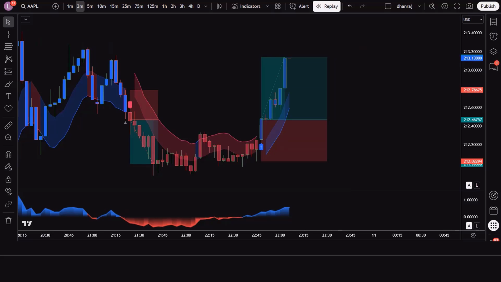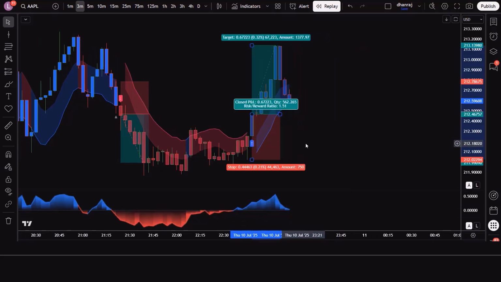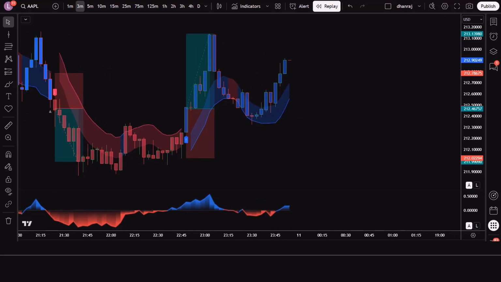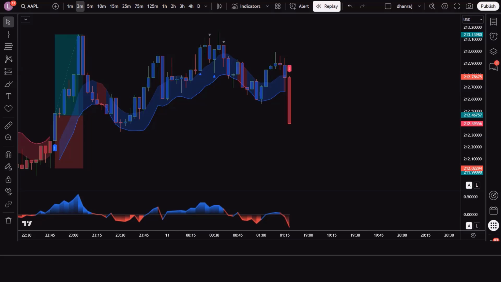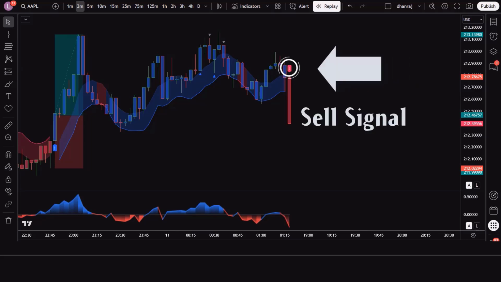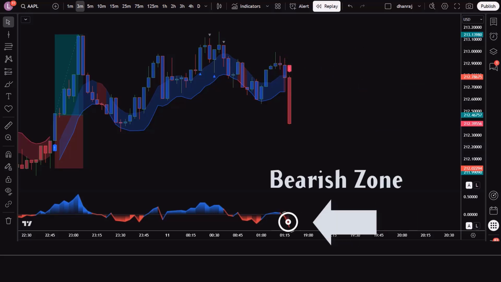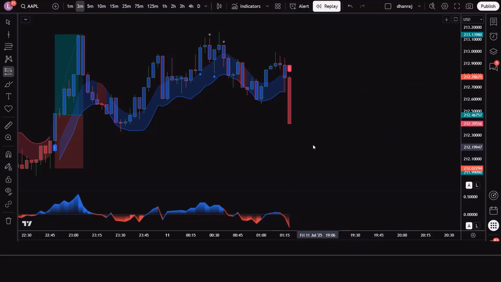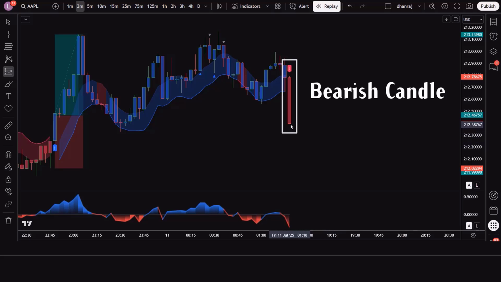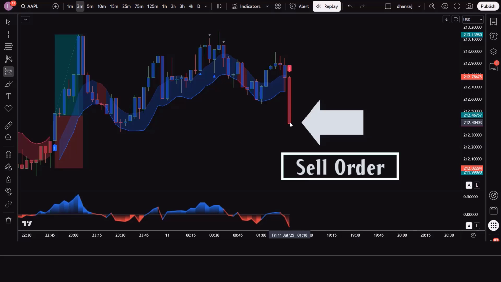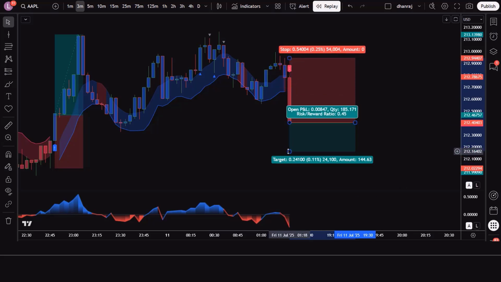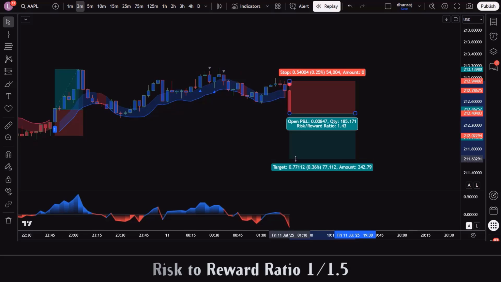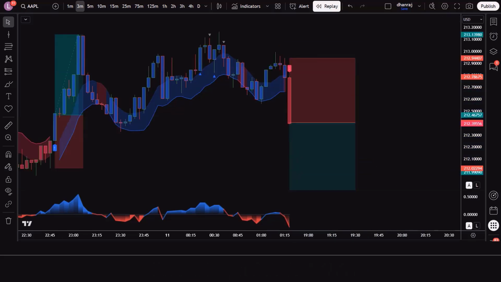We have won the trade. Let's find the next trade. We have got the signal. Here the market structure algo indicator gives us a sell signal. Here the chandelier exit oscillator is in the bearish zone. Here the market has made a bearish candle to give confirmation. So all our conditions are being fulfilled, so we are placing an order to sell. Our stop loss is to be placed at the previous candle of the signal candle. And the risk to reward ratio will be 1:1.5. Let's see what happens to our trade.